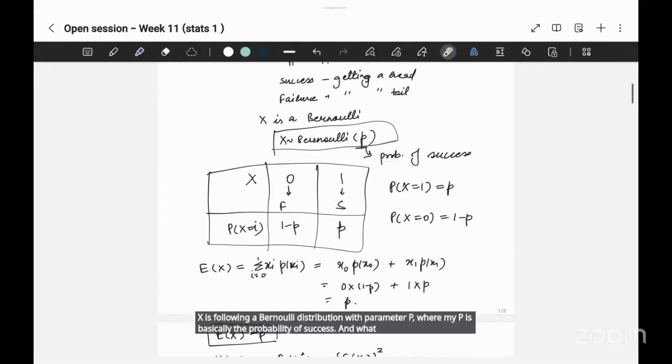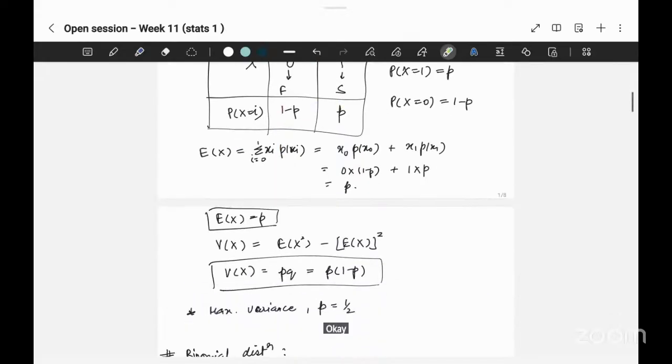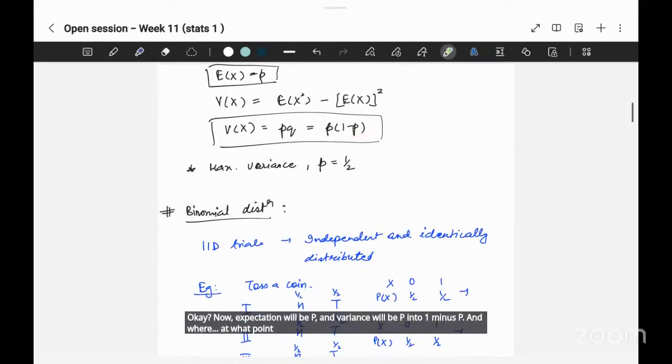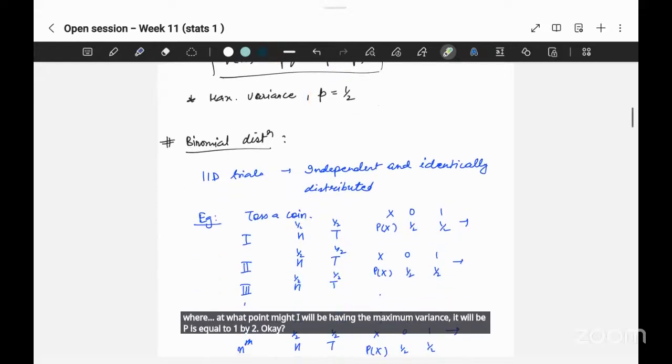And what is the PMF? PMF is basically X taking two values, that is 0 and 1, and the probabilities associated will be 1 minus P and P. Okay. Now expectation will be P and variance will be P into 1 minus P. And at what point will I have the maximum variance? It will be P equals 1 by 2.